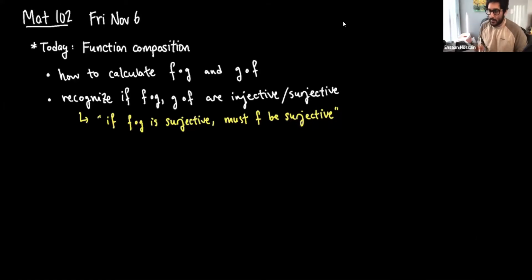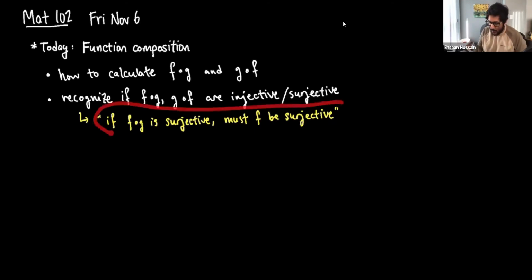We want to talk about, if F and G are injective or surjective or something like that, can you tell if the composition is injective or surjective? And vice versa. If you know that the composition is injective or surjective, what can you say about F and G? So here's an example question. If F composed G is surjective, must F be surjective?